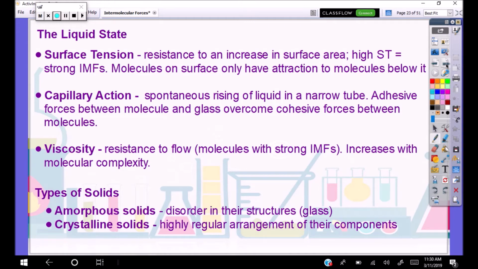When we're looking at capillary action, that's the ability of a liquid to rise in a narrow tube. There are adhesive forces between the molecule and the glass. Glass is silicon dioxide, and we'll talk about that a little bit later as well. And that has its own unique intermolecular forces. So capillary action is the interaction between the molecule and the glass particles, and those adhesive forces can overcome the cohesive forces between the molecules, and it causes it to literally climb up the glass tube. If you've ever used a capillary tube before in biology, or any sort of biology lab, that's where you would typically see capillary action in place.